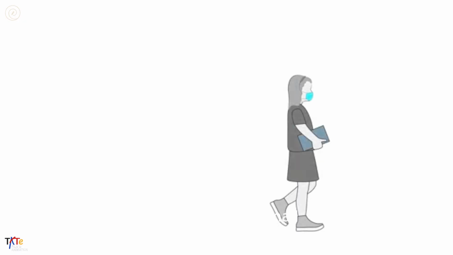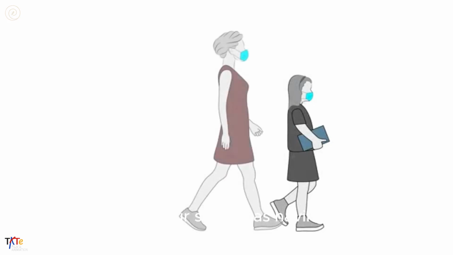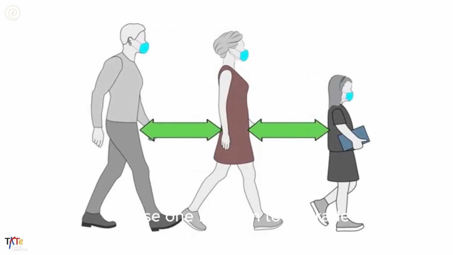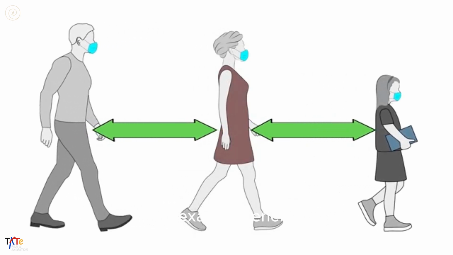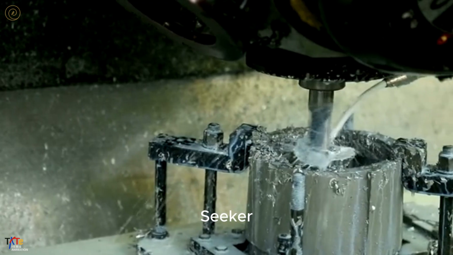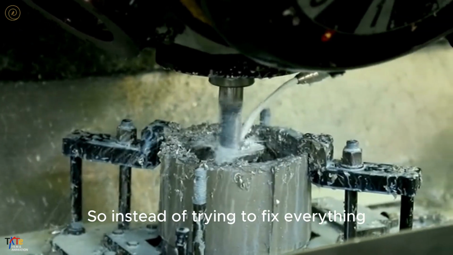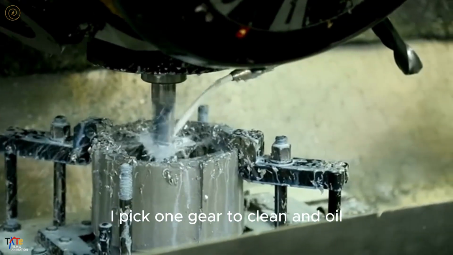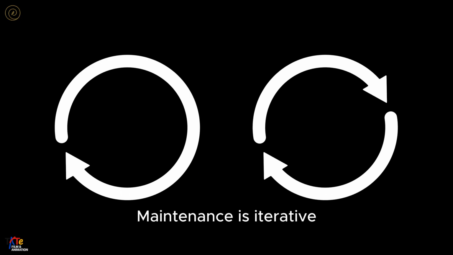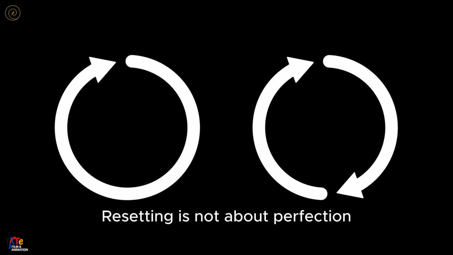Mentor: Start small. Think of your system as having core functions: energy, focus, emotion, connection. Choose one function to upgrade. For example, energy. Ask, what's one new routine that consistently recharges my battery? It could be a 10-minute walk every morning. That's the new code. Seeker: So instead of trying to fix everything, I pick one gear to clean and oil. Mentor: Precisely. Maintenance is iterative.